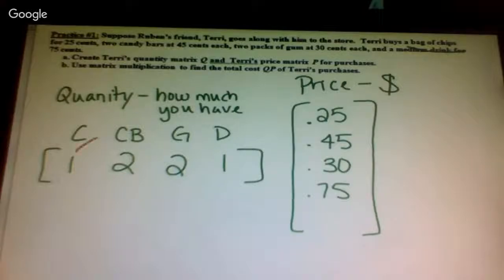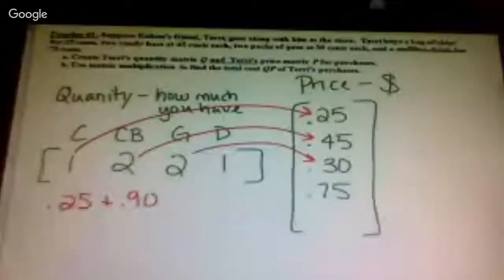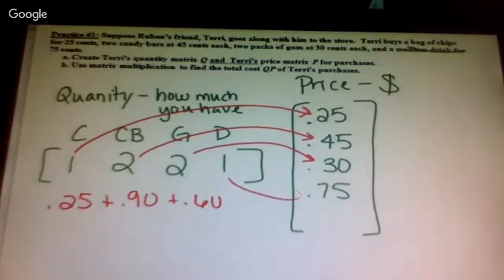So 1 times 0.25, 25 cents. 2 times 30 cents, 60 cents. And 1 times 75 cents, 75 cents. And that gives me a grand total of $2.50.